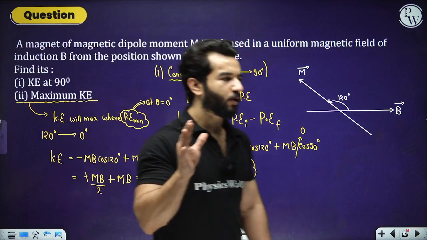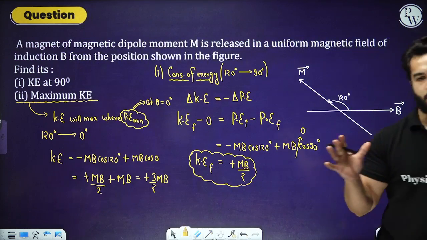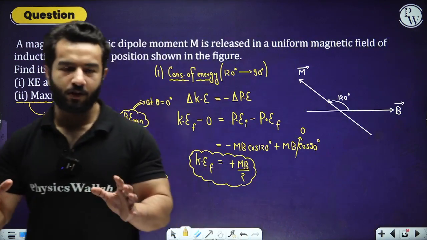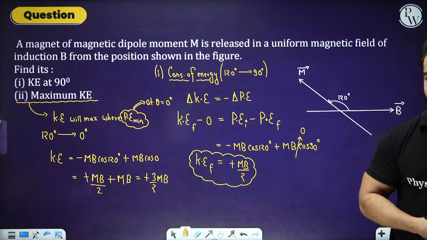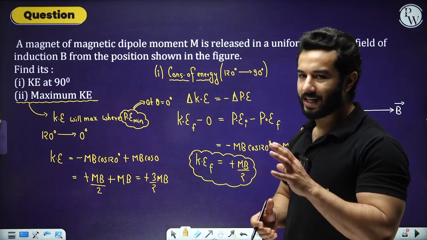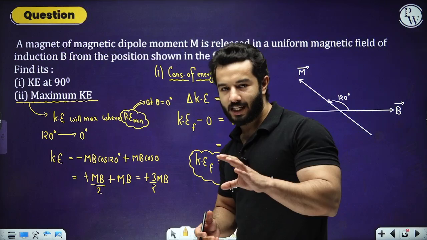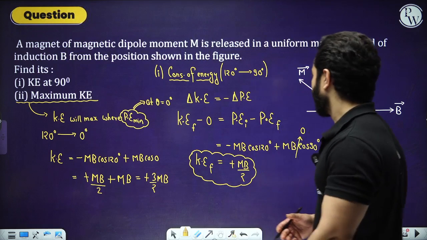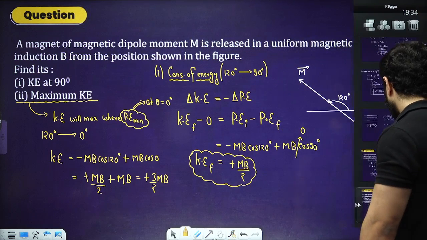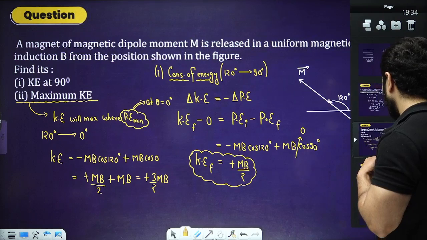If you have any doubt, tell me in the comment section. Okay, everything's clear. The conservation of energy concept is all good. All we are doing is that change in kinetic energy is equal to the negative of the change in potential energy. So loss in potential energy is gain in kinetic energy. After this, let's move to some new questions.